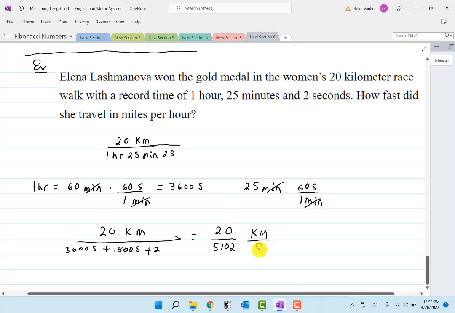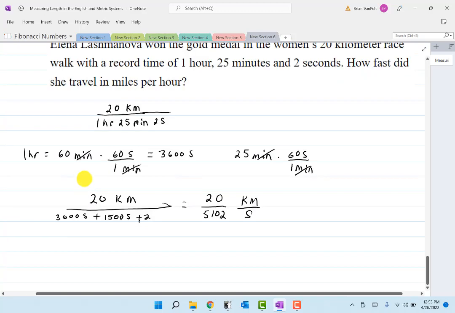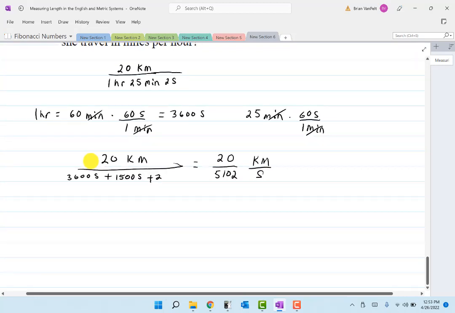And what I want is to do this in miles per hour. So we have a connection. Let me take care of the kilometers first. We have a connection between kilometers and miles. In fact, 1 mile is equal to 1.609 kilometers. This will wipe out the kilometers, and now I'm in miles per second. I need to change myself to miles per hour.